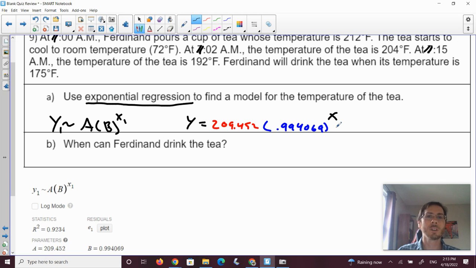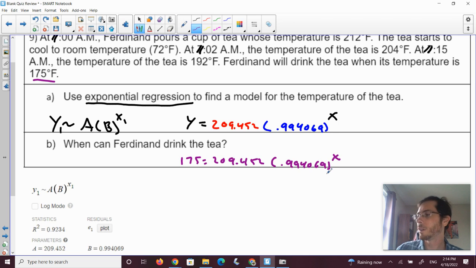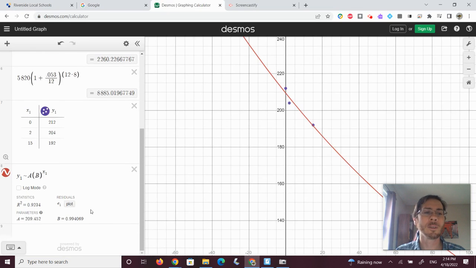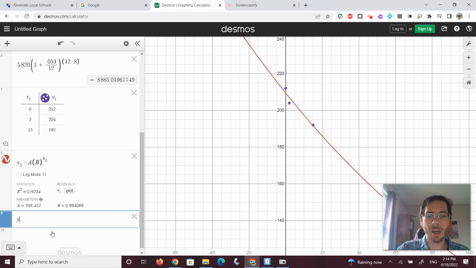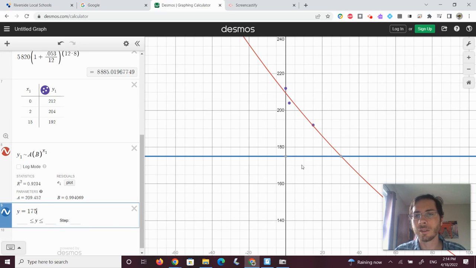For part B, it asks, when can Ferdinand drink the tea? Well, he wants to drink it when it's 175 degrees Fahrenheit. So we want 175 to equal 209.452 times 0.994069 to the x power. Now, solving this graphically is probably going to be the best, especially because we already have the graph. So I'm just going to type in y equals 175 and see that it's right here. About half an hour, so 30.2 minutes.